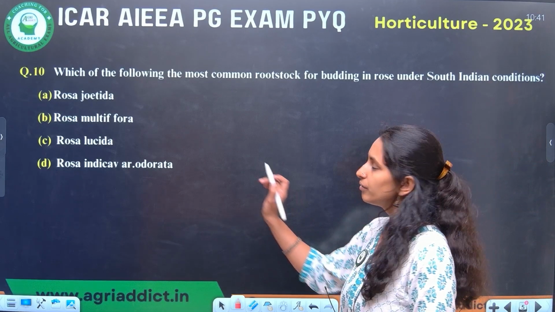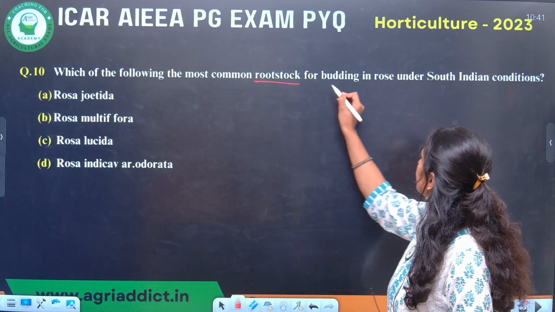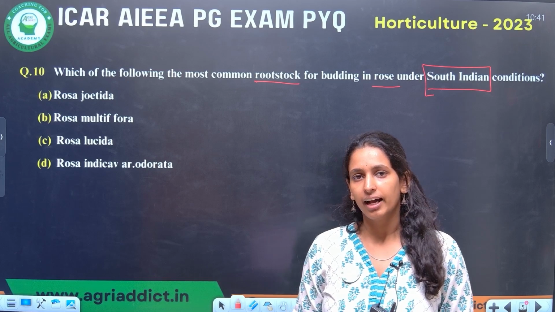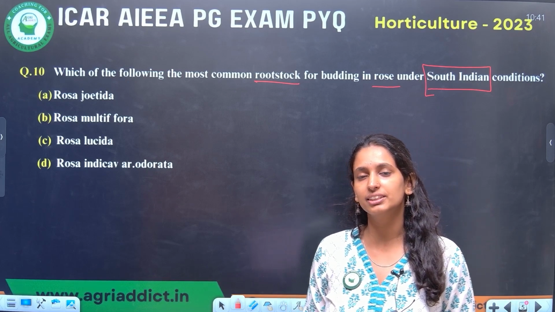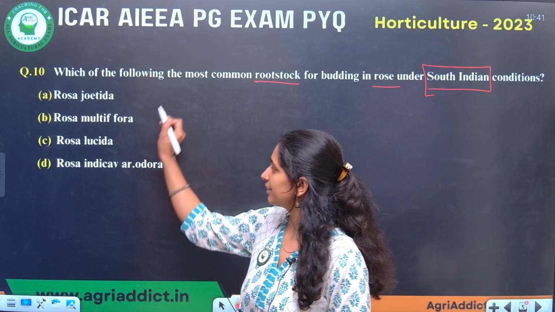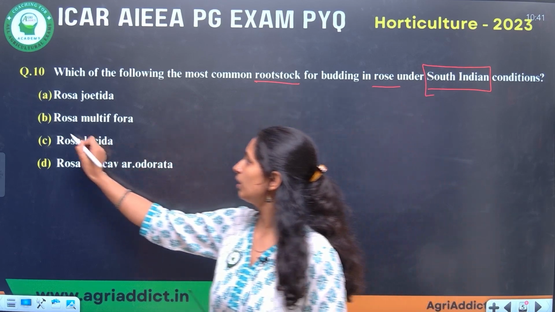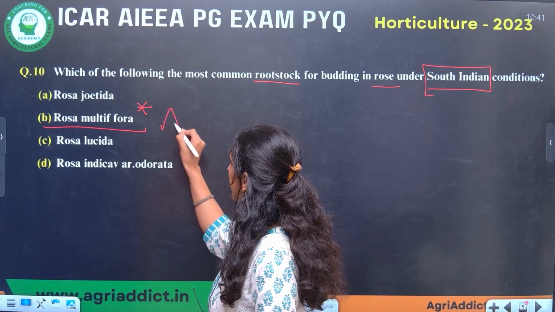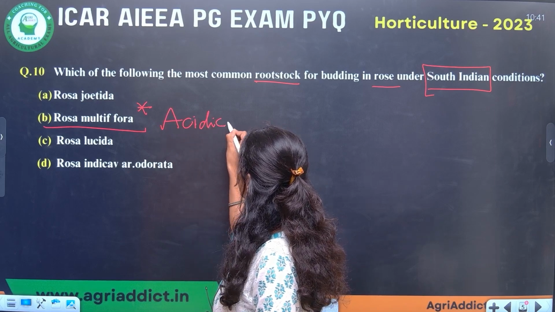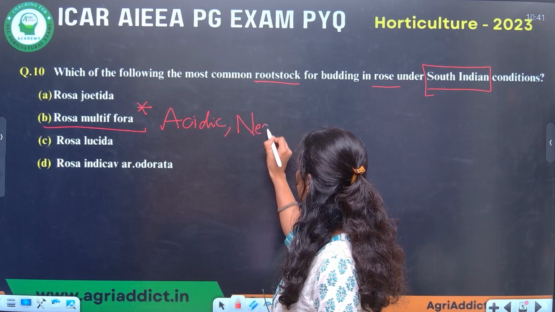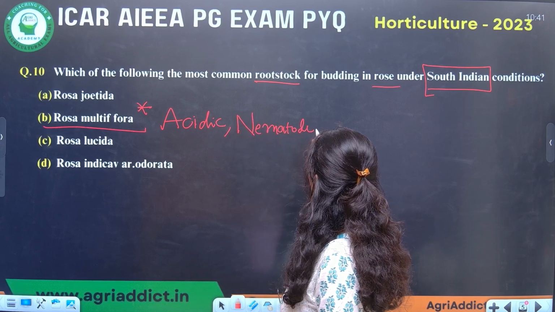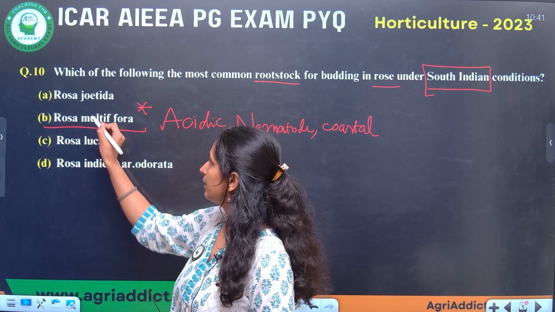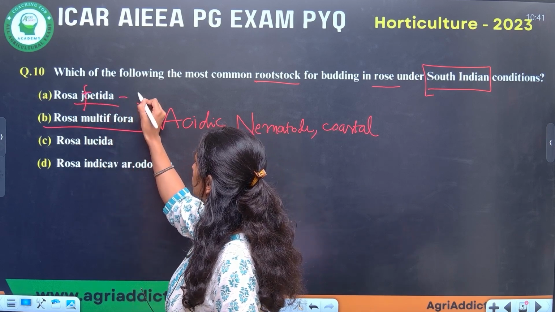The next question: which of the following is the most common rootstock for budding in rose under South Indian conditions? In roses, rootstocks are very important and related to different climatic conditions and also to resistance to pests and diseases. The right answer for South Indian conditions is Rosa multiflora. Rosa multiflora is resistant to acidic soil and tolerant to nematodes, and it is suitable for coastal climate. And Rosa foetida is the source of yellow color.